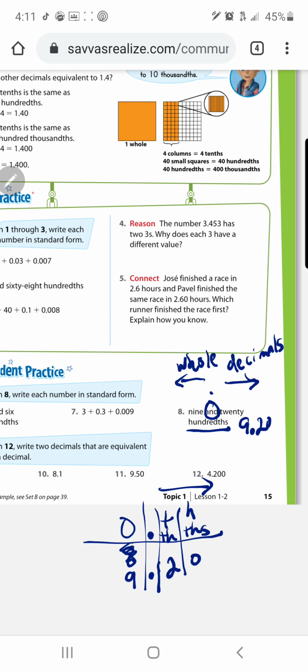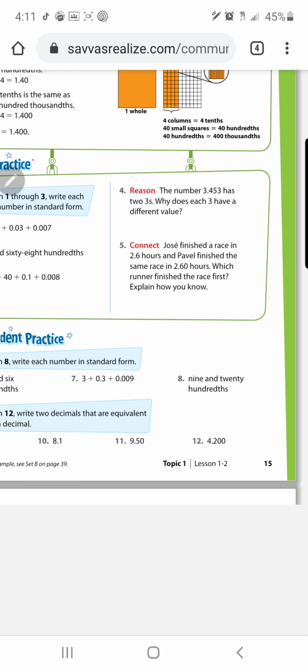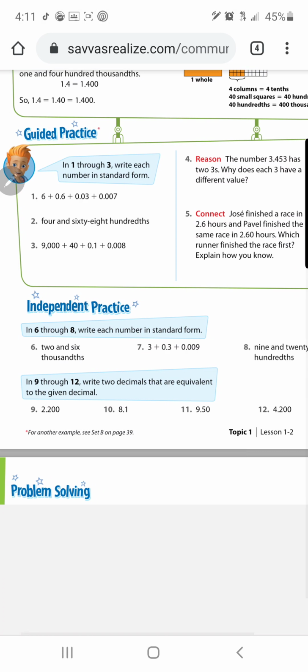All right, let's go ahead and go back. I'm going to go to the instructions for 9 through 12. It says in 9 through 12, write 2 decimals that are equivalent to the given decimal. Okay, well, that should be a piece of cake as well.